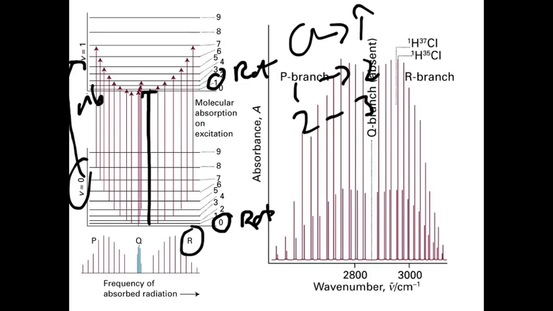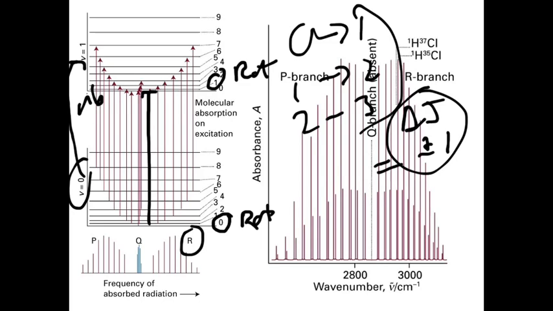What we notice is that the change in rotational energy, the delta J, as we said before, is always going to equal plus or minus 1. And if it's a plus 1, then we are going to see here what we call the R branch.